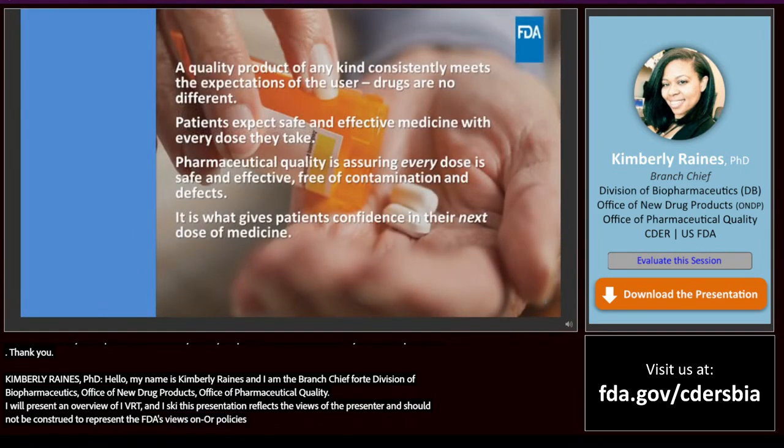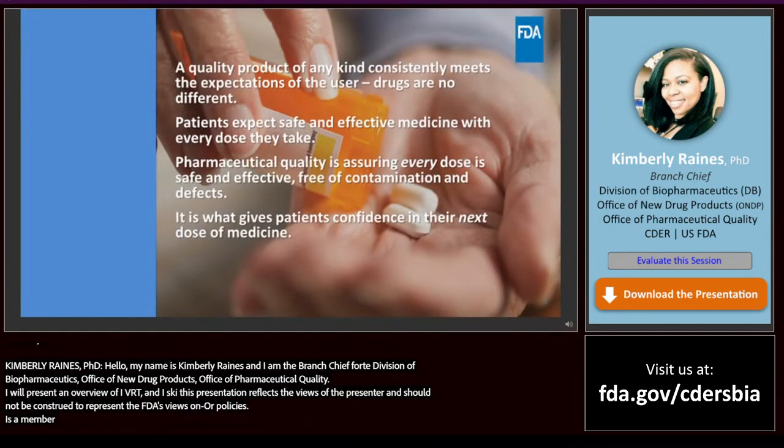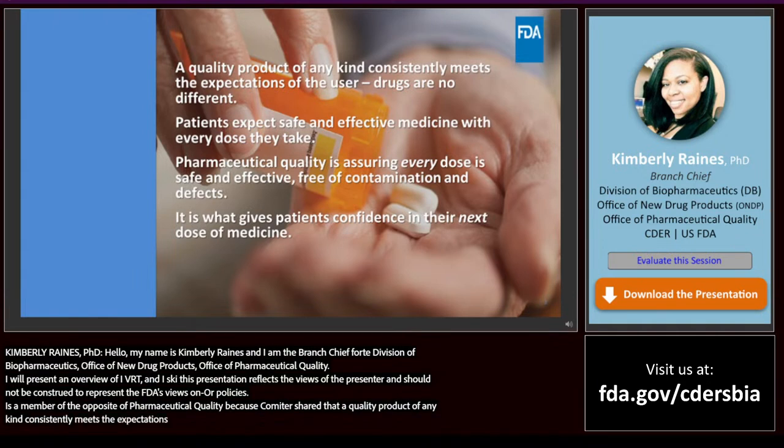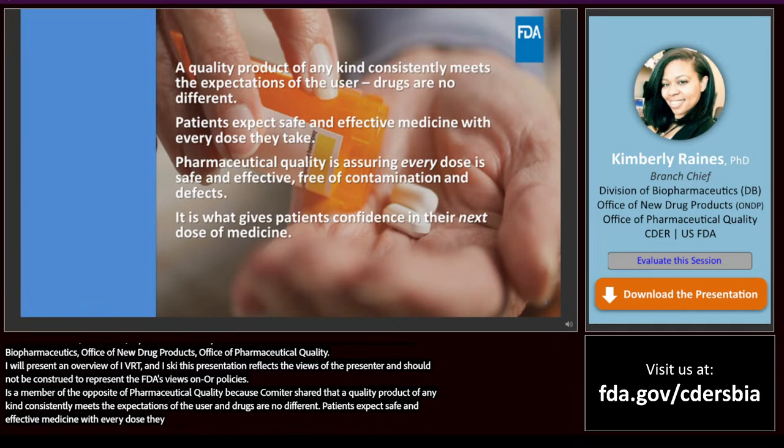As a member of the Office of Pharmaceutical Quality, I would like to share that a quality product of any kind consistently meets the expectations of the user. Drugs are no different. Patients expect safe and effective medicine with every dose they take. Pharmaceutical quality is assuring every dose is safe and effective, free of contamination and defects. It's what gives patients confidence in their next dose of medicine.